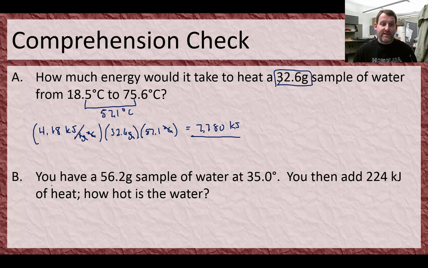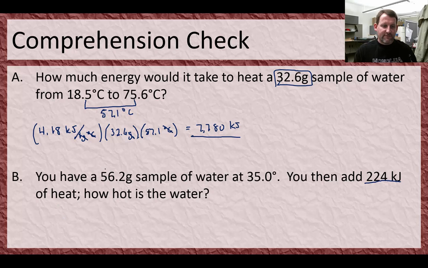All right. So next we have to take a look at this other problem. We have 56.2 grams of water at 35 degrees Celsius, and we add 224 kilojoules of heat. Now, up here it took 7,000 kilojoules to raise 32 grams of water by 57 degrees. And here we only have 224. So we should be expecting a relatively small temperature change because not only do we have a lot less energy than 7,000, we have more water than we had up here. So it's going to be harder to heat up a bigger sample. It's going to take more energy.